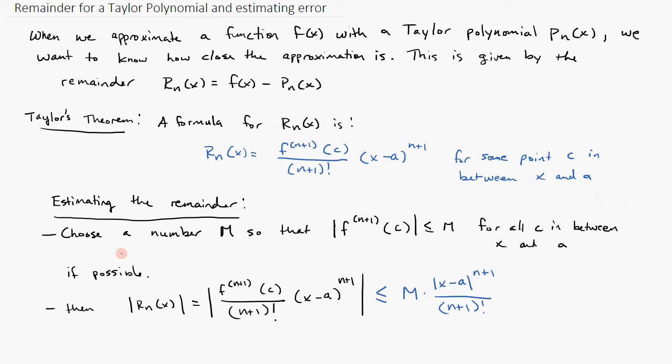So we estimate the remainder using the following procedure. First, choose some number m, which will bound the n plus first derivative of f for c within the interval we're interested in. We do this if it's possible, and then once we find this number m, the remainder can be approximated by this formula here.